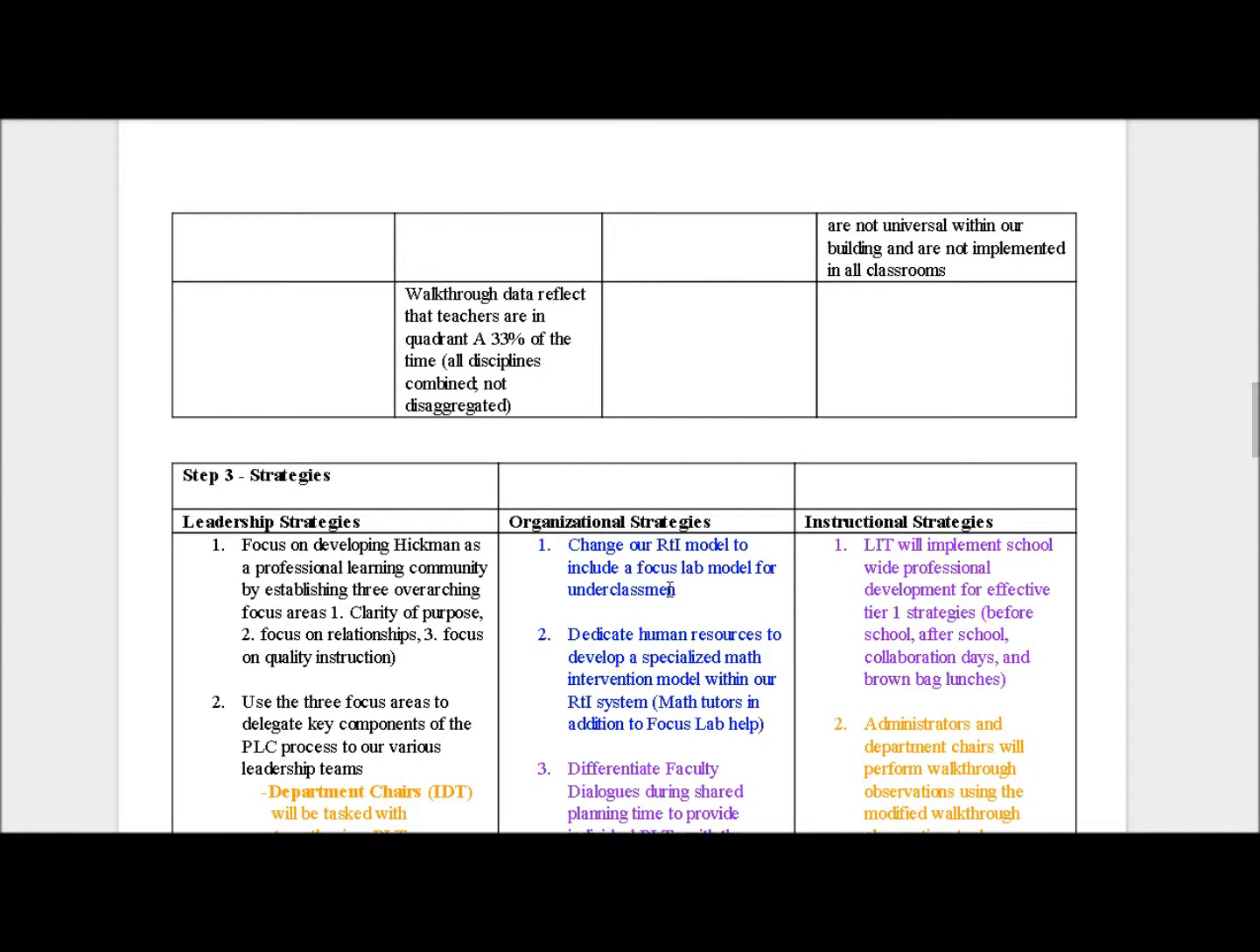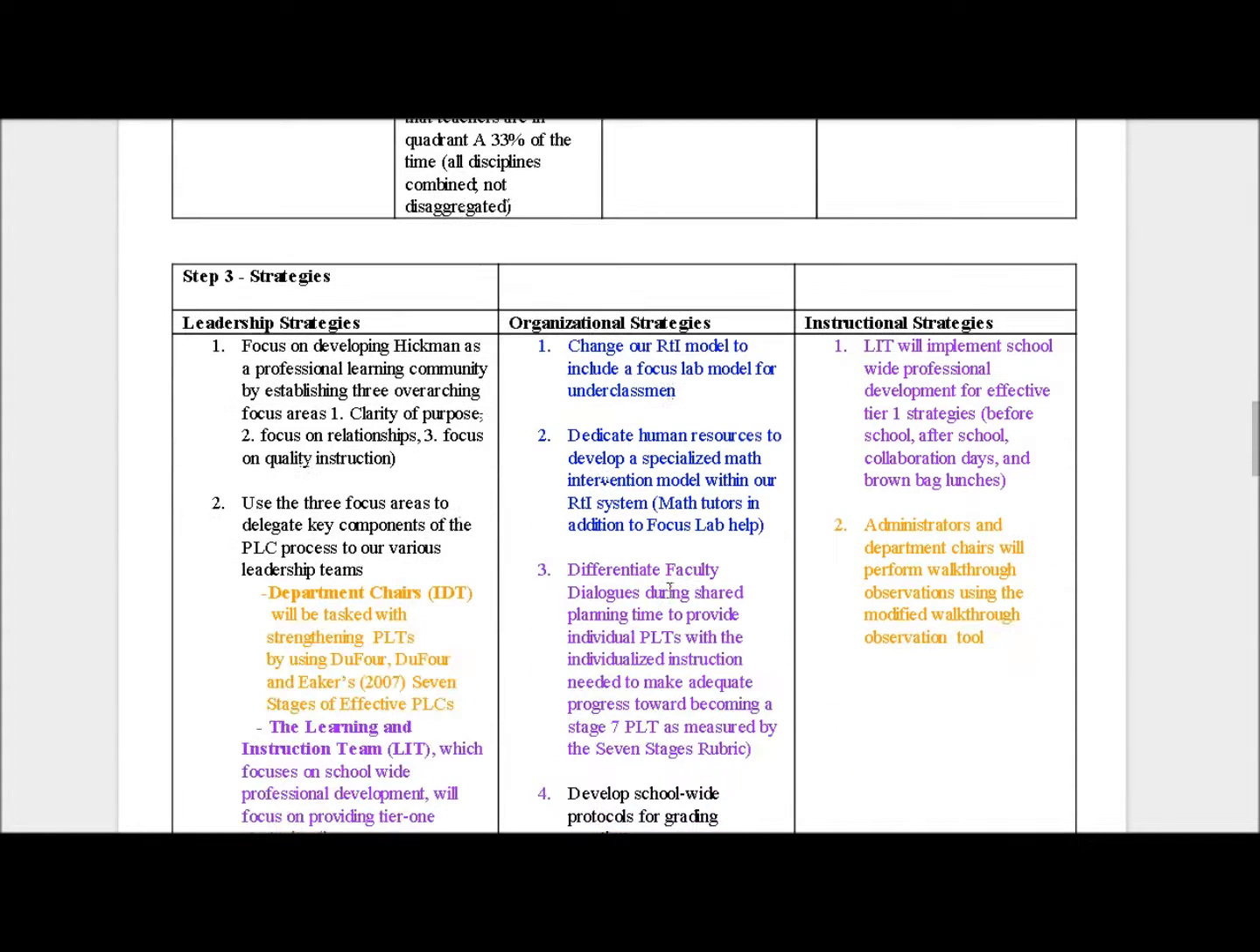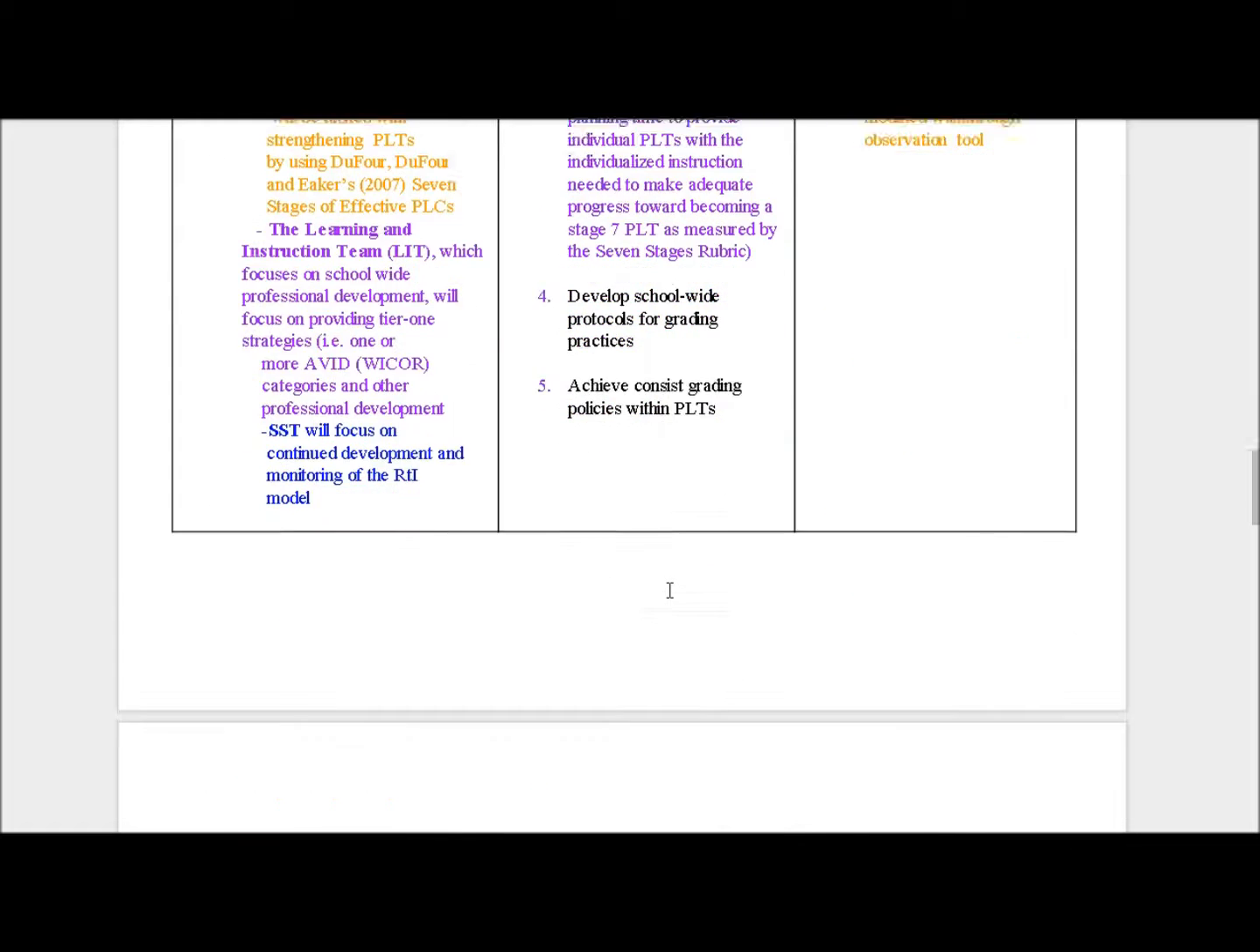So here are some of our instructional strategies. I've mentioned them briefly already. LIT will implement school-wide professional development for effective Tier 1 strategies, before school, after school, collaboration days, or brown bag lunches. Just a variety of different ways of delivering professional development. And then administrators and department chairs will perform walkthrough observations using the modified walkthrough observation tool.